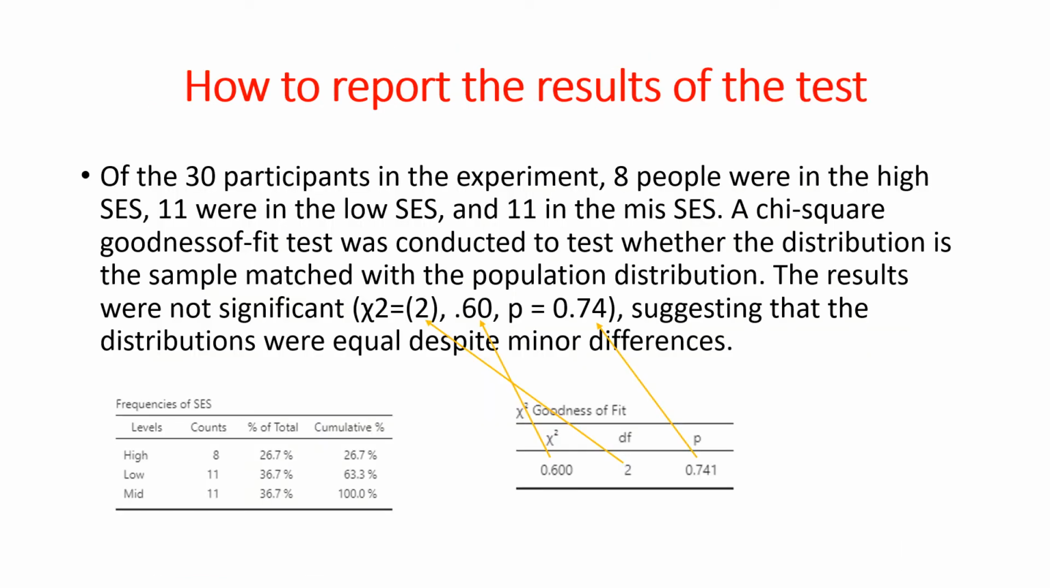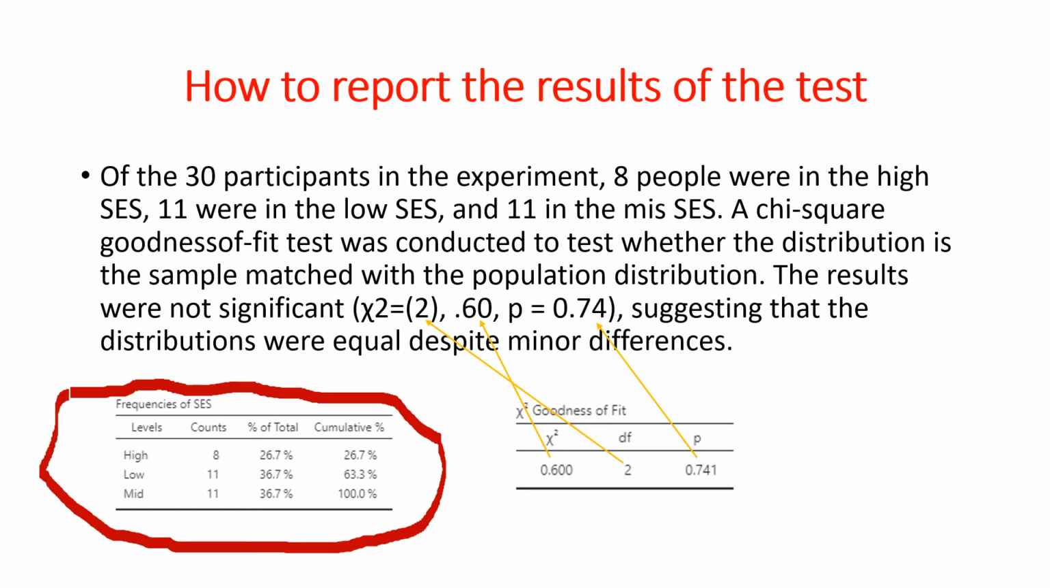So this is how we report the results. First, we present some descriptive statistics. Here, you could see, based on the table from jamovi, we can also put the table in the manuscript. And then we go to report the result of the test. So before we report the result, we could also mention the null hypothesis here and what it is that we are testing, and then you present the results.